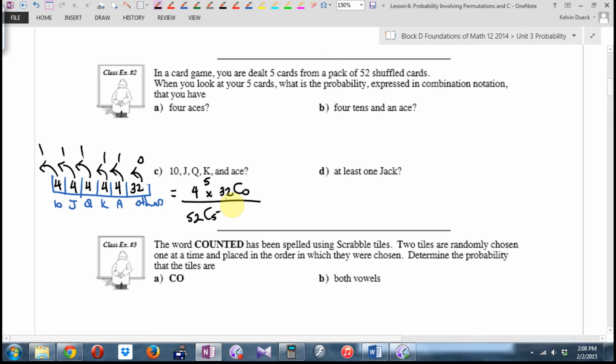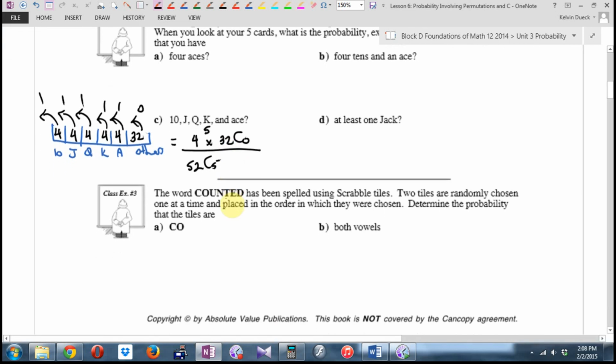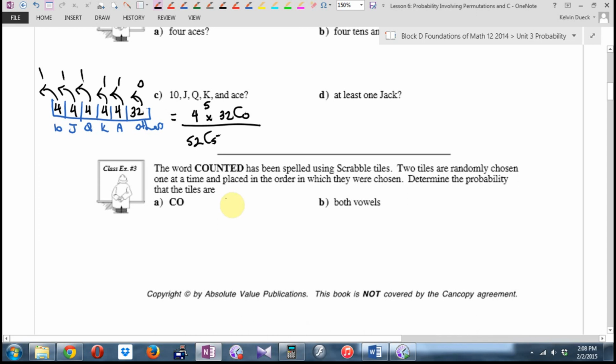What if I want to go away from cards? Well, I could go to Scrabble tiles. Example 3. Oh, I guess you guys want the answer.